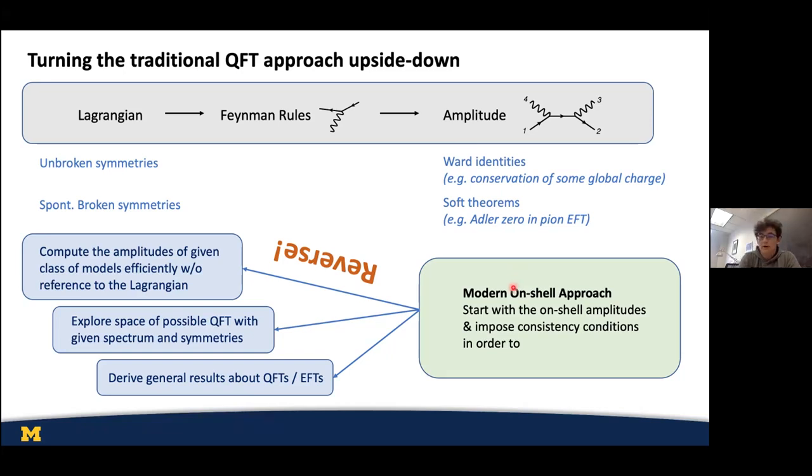One of the things we can do with the modern on-shell amplitudes approach is to turn this upside down. We can start by taking the physical observables as the fundamental quantities and compute those directly without reference to the Lagrangian in many cases, and then impose consistency on them in order to, for example, compute consistently the amplitudes of models without using the Lagrangian and Feynman rules or any redundancies associated with that. We can use it to explore the possible quantum field theories given spectrum and symmetries, and we can derive general results in EFTs, in particular effective field theories, which is of course the main focus of this talk.